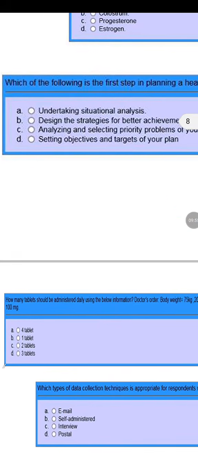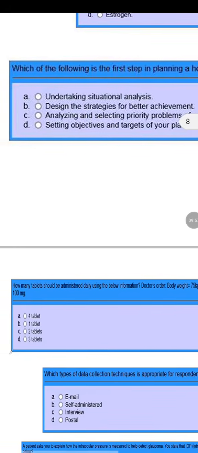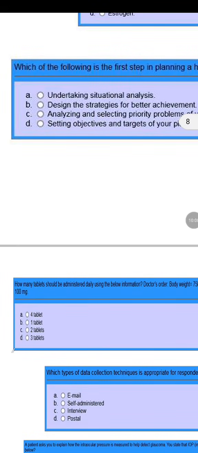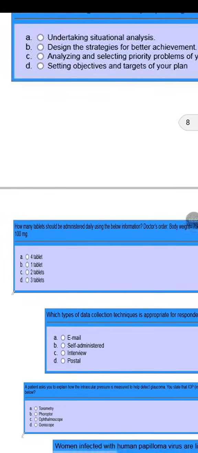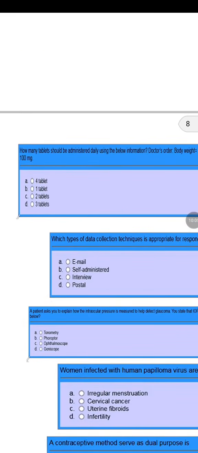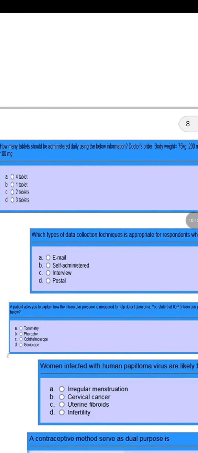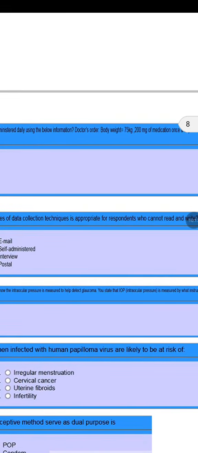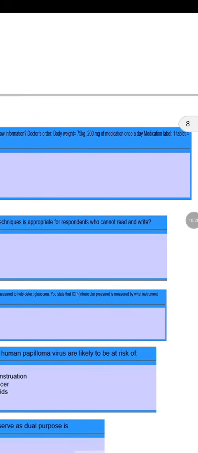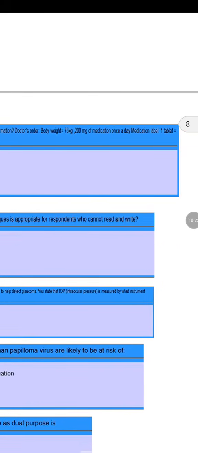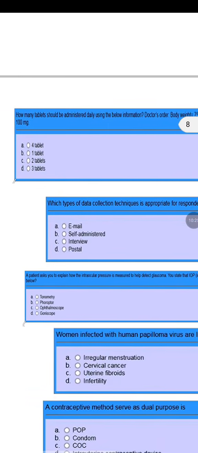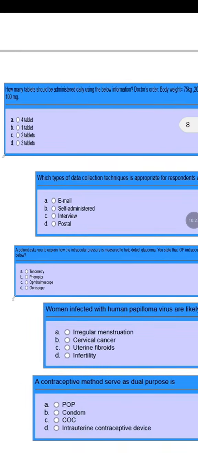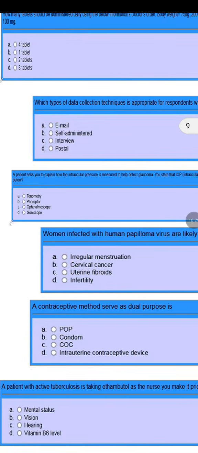Which of the following is the first step of planning a health program? Undertaking an analysis. How many tablets should be administered daily using the below information? The doctor orders a dose per body weight for a patient at 40 kg. One tablet is equal to a given number of milligrams, so the answer is 2 tablets.